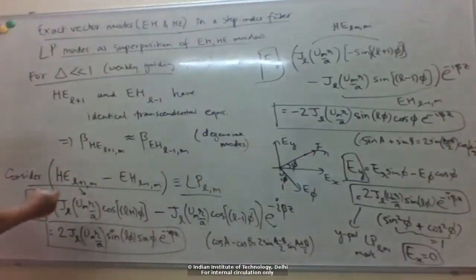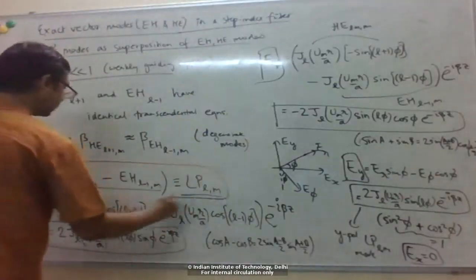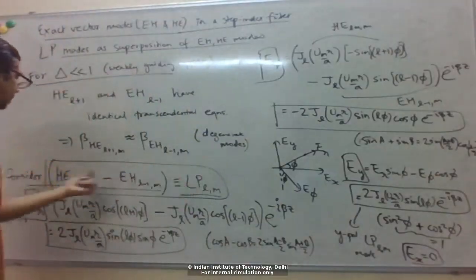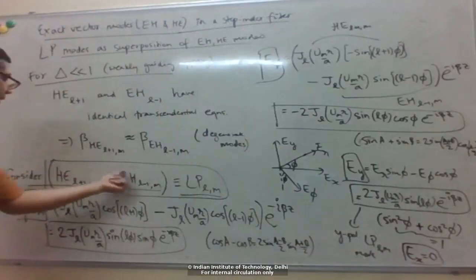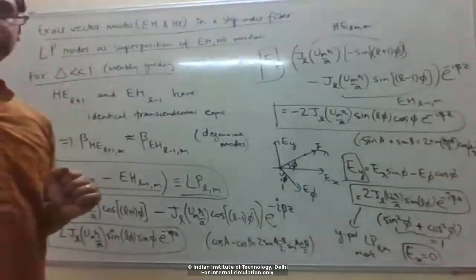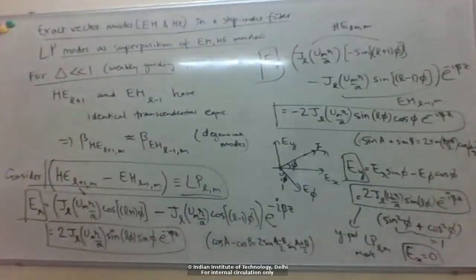Okay, so in general, you can say that the LP-LM mode in this weakly guiding approximation is basically just a linear combination of the HE L plus 1, EH L minus 1, which become degenerate in this approximation.